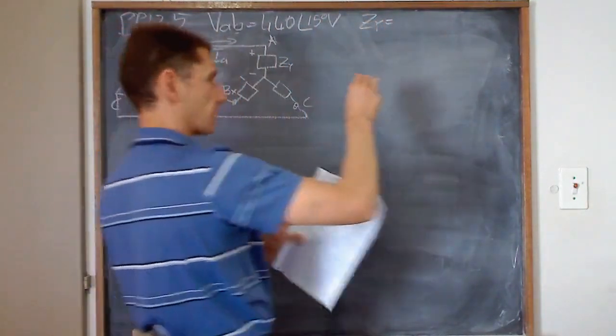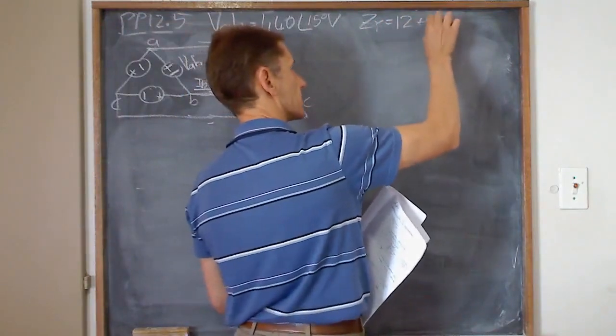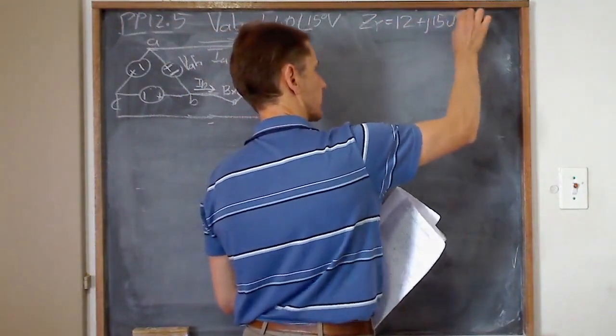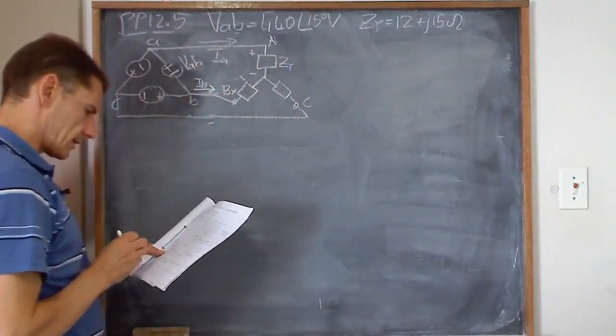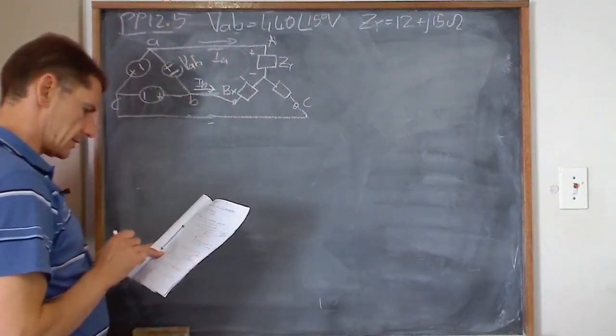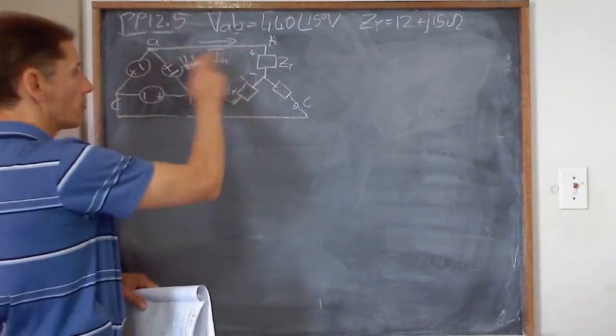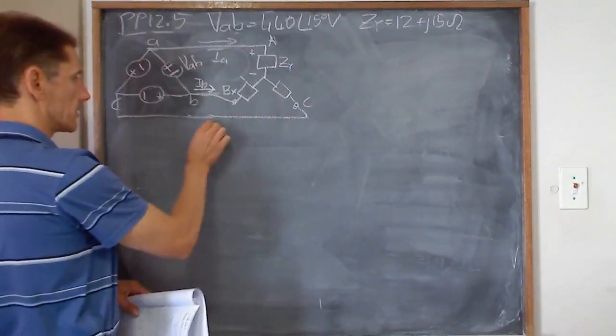This impedance is 12 plus j15. 12 plus j, nice value. All right, what do they want us to do? They want us to find IA, IB, and IC. Exactly what we did now. Find the line currents. Okay.